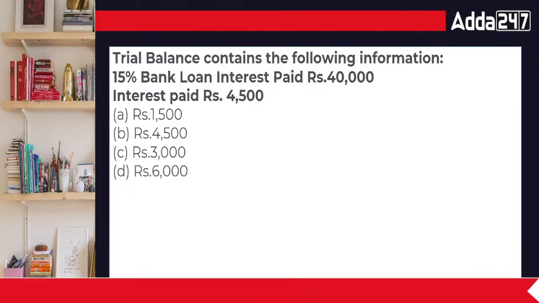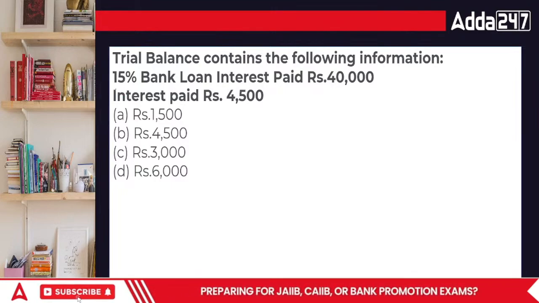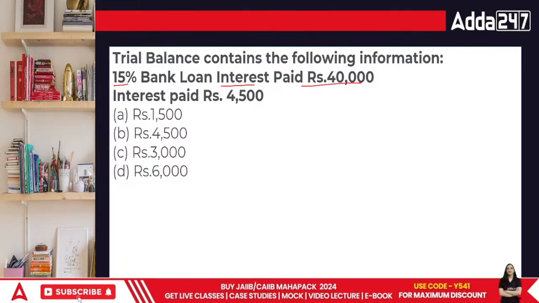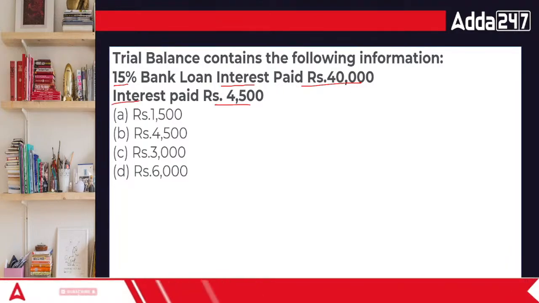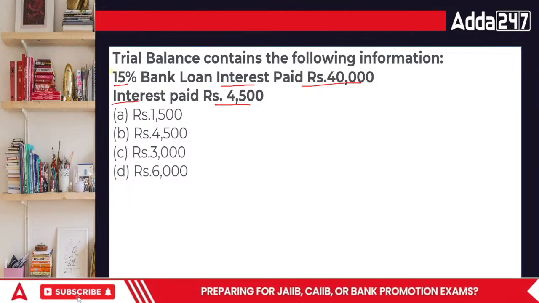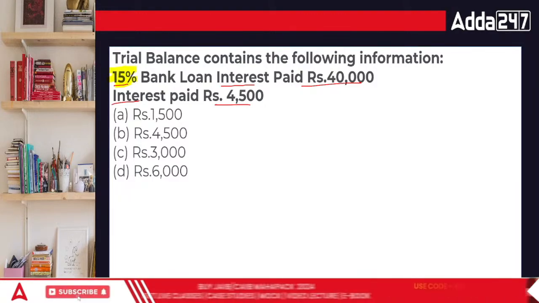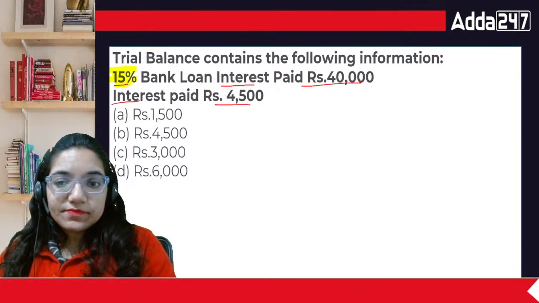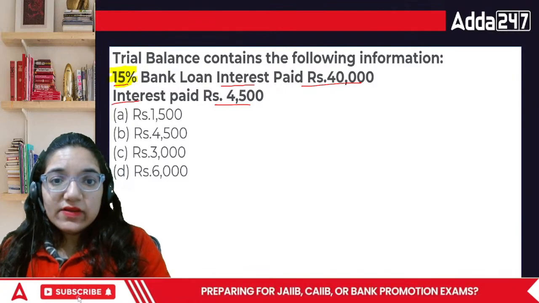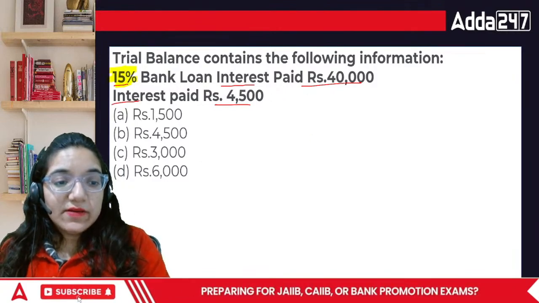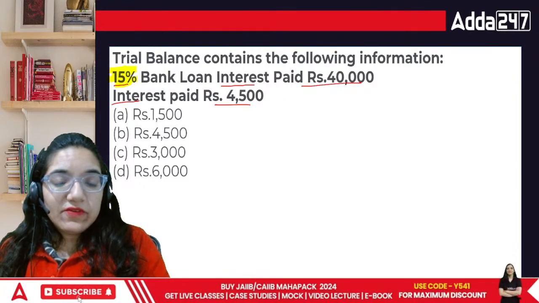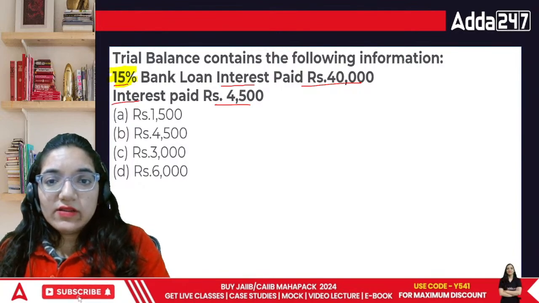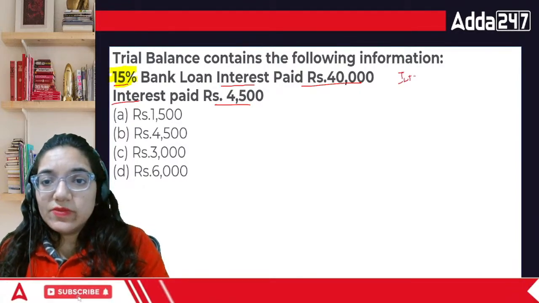The trial balance contains the following information. 15% bank loan is given. Okay. The interest paid is 4,500. Achha, this 15% is actually called a hidden adjustment, you know? This particular 15% is actually a hidden adjustment. Why would I call it a hidden adjustment? Nobody told me what is the percentage of the bank interest. Now the point is, if it is a 40,000 loan, then the interest for the year should be 6,000.